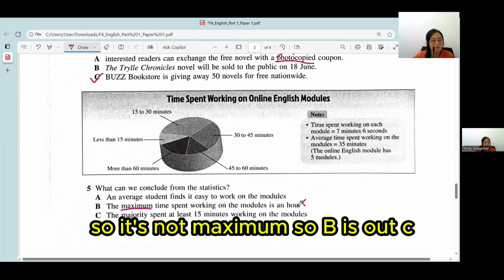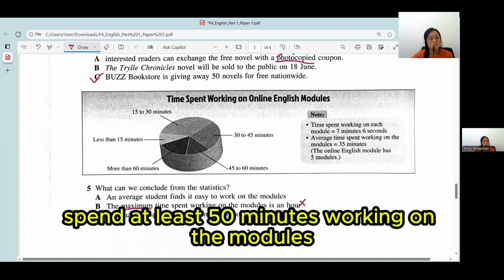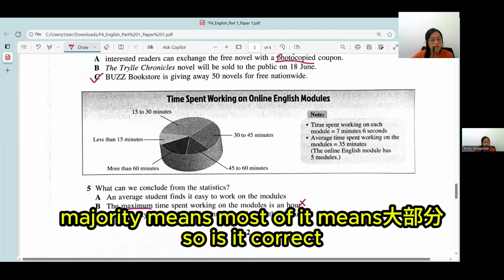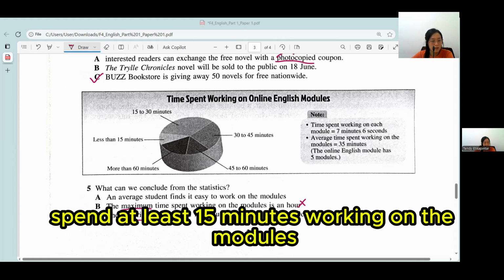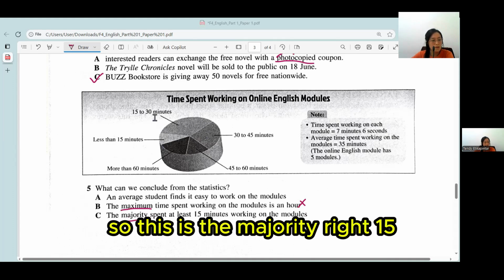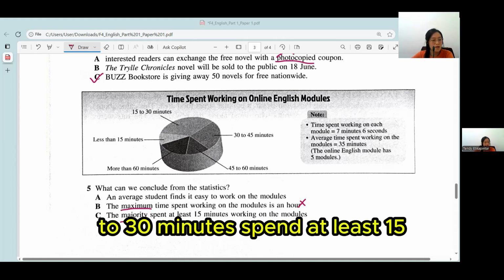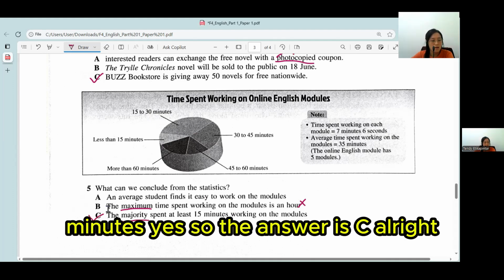So B is out. C. The majority spent at least 15 minutes working on the modules. Majority means most of it, means 大部分。So is it correct? 对吗？大部分的人 spend at least 15 minutes working on the modules. So this is the majority, right? 15 to 30 minutes, spend at least 15 minutes. Yes. So the answer is C.